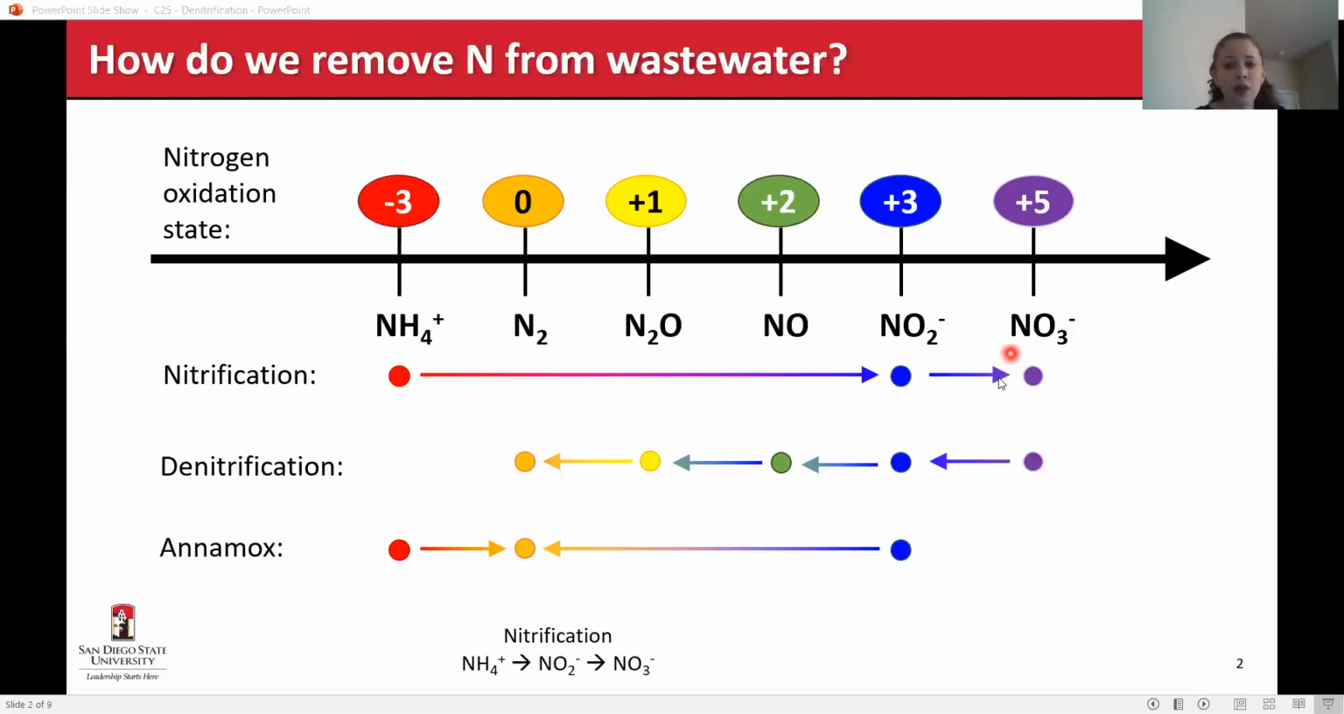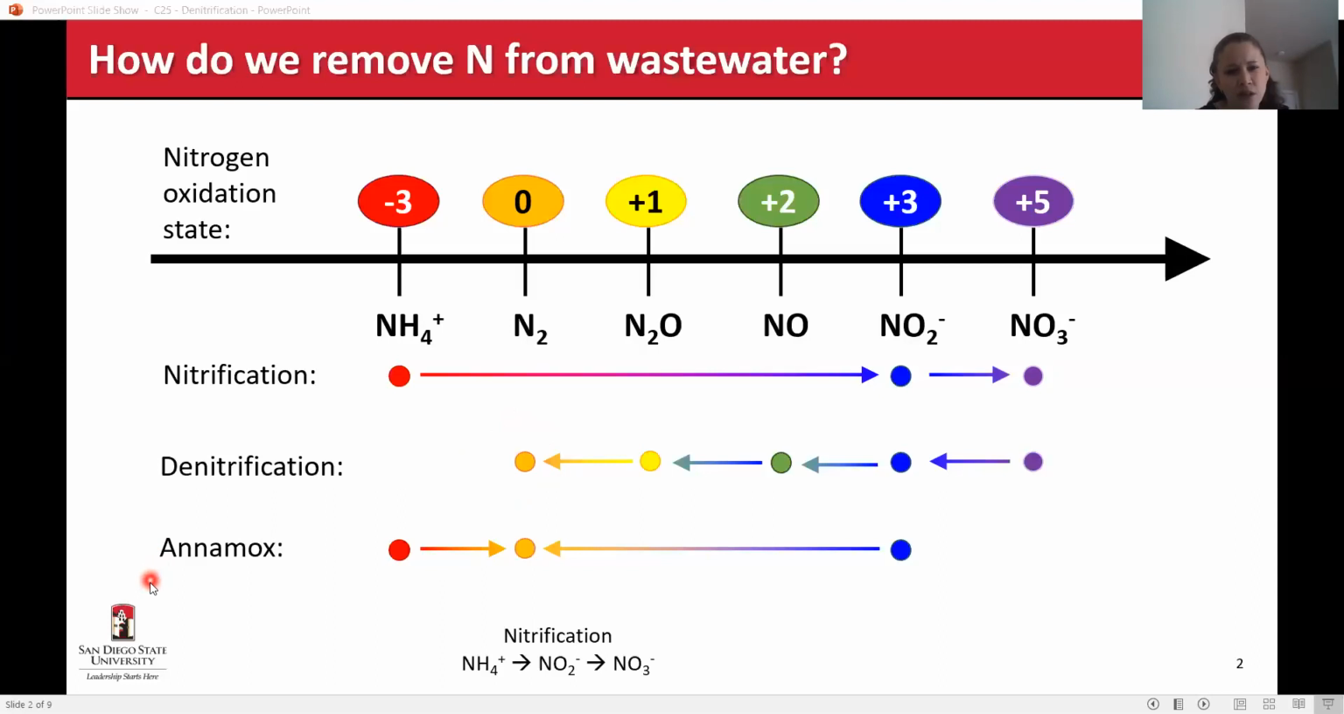So once we've converted all of our ammonium to nitrate, then we can go through our denitrification process. And that starts with nitrate. It goes back to nitrite. And then from there, it goes to NO and N2O, and then our nitrogen gas, which is at a 0 oxidation state. And from there, this is a gas that can then be released into the atmosphere, and it's not harmful. In fact, most of the air that we breathe is made up of nitrogen itself. So that's how we remove the nitrogen from the wastewater. We essentially convert it into this nitrogen gas that's then released.